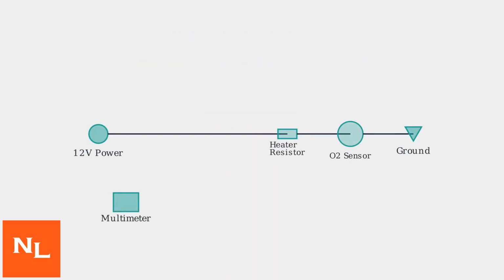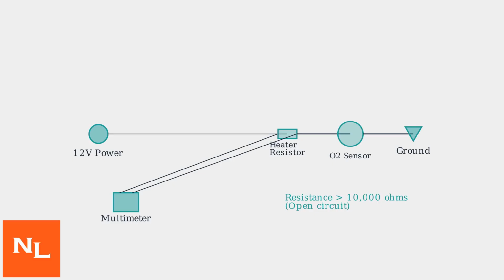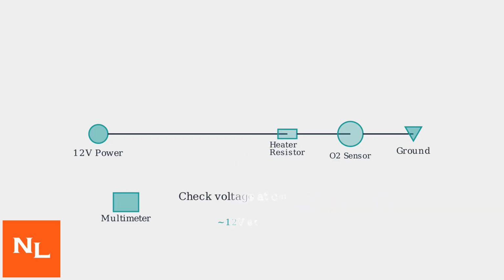To diagnose the P0042 code, use a multimeter to check the resistance of the heater circuit. Connect the multimeter probes to the heater circuit wires and measure resistance. A very high resistance over 10,000 ohms indicates an open circuit, meaning the connection is broken. A low resistance under 100 ohms suggests a short circuit, where current bypasses the intended path. Also check the voltage at the heater circuit connector with the ignition on. You should see approximately 12 volts.